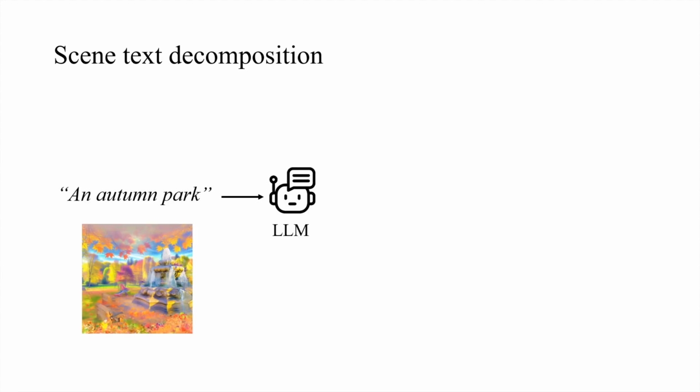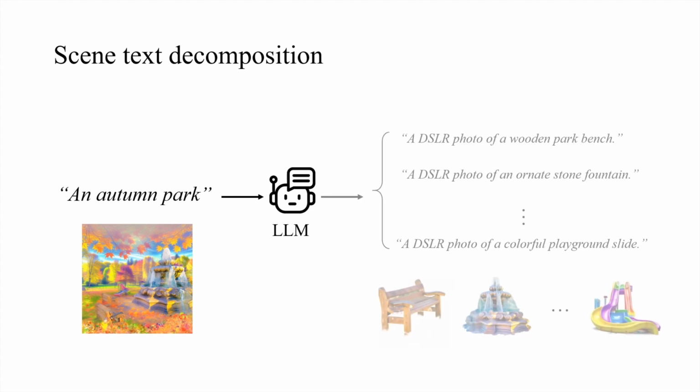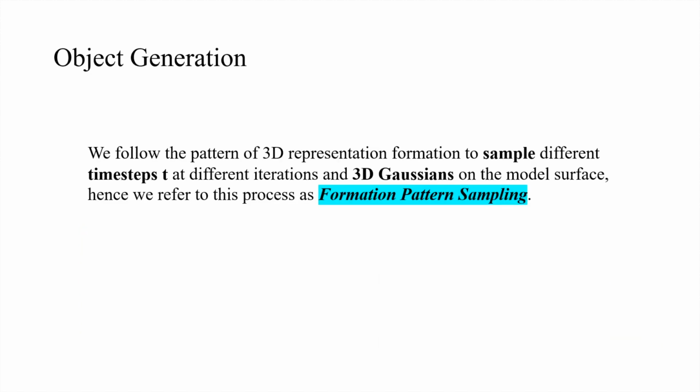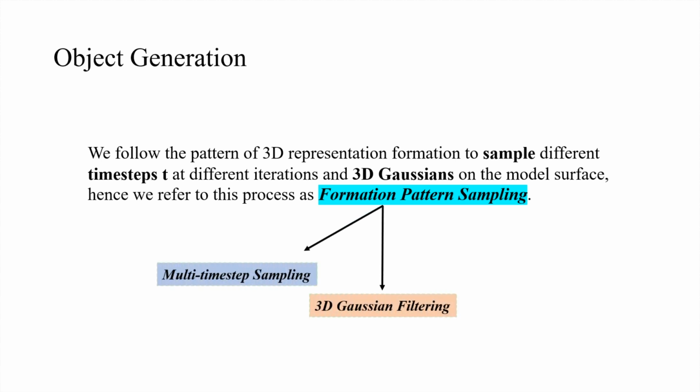For scene text decomposition, we employ prompt engineering within GPT, decomposing the text that describes the scene into text descriptions of individual objects in the scene, which meet the input requirements of the pre-trained text-to-image diffusion model. Our formation pattern sampling is designed based on the pattern of 3D object formation, mainly divided into three parts: multi-time-step sampling, 3D Gaussian filtering, and reconstructive generation.